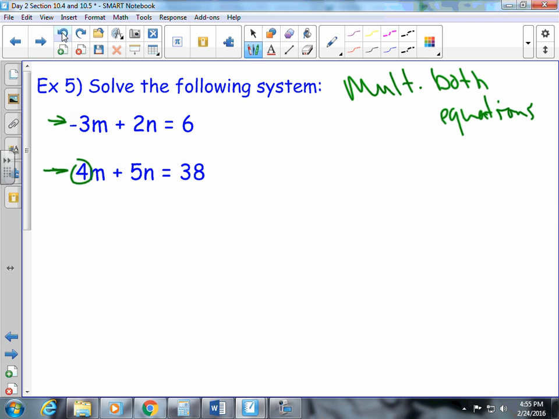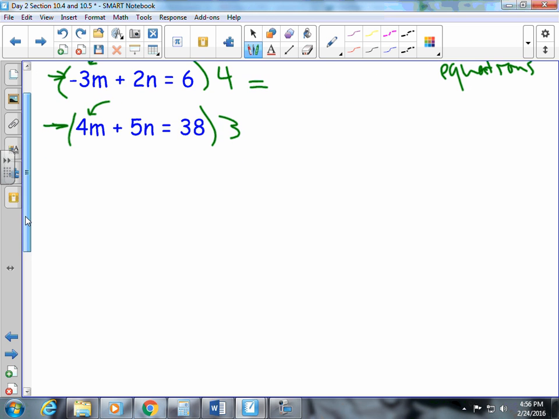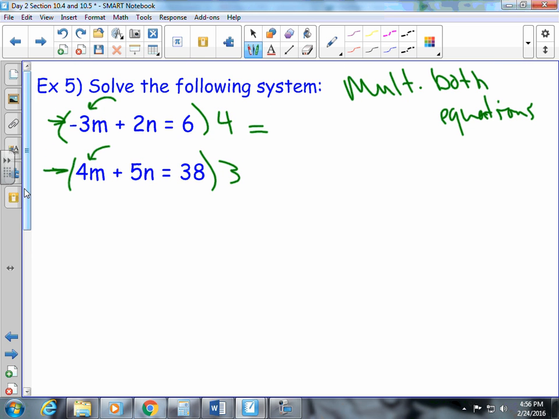So in order to make them equal, I'm going to say, all right, if I take these two and multiply together, I will get 12, right? So I'm going to get a positive 12 and a negative 12. To get a negative 12 here, I need to multiply this equation by 4. To get a positive 12 here, I need to multiply this equation by 3. So that's exactly what I'm going to do.